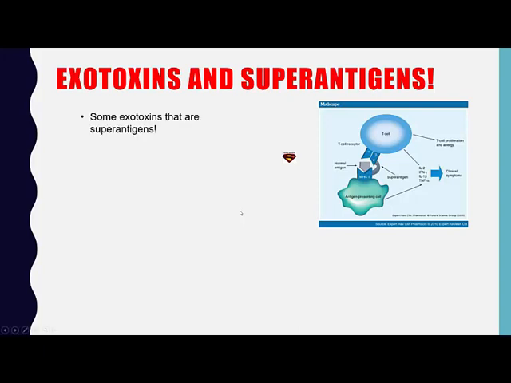Some exotoxins are superantigens. Okay, they're super in that they're going to really make you sick. So we call them super. What is a superantigen exactly? Here's a Superman for superantigen. It is any antigen that activates a huge portion of the immune military force.